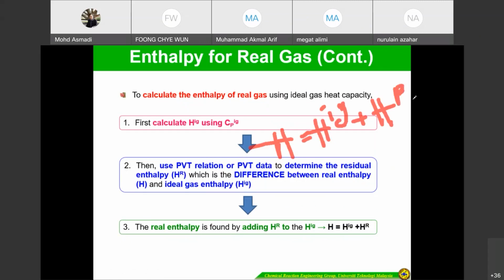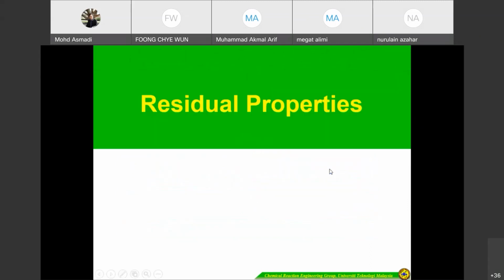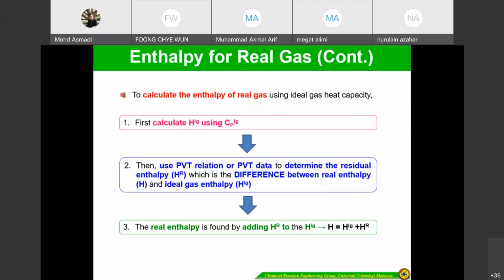Okay, we want to find this residual. This is the relationship. And then the real enthalpy, we just add this one. So how to determine it? Let's see the definition of the residual enthalpy.